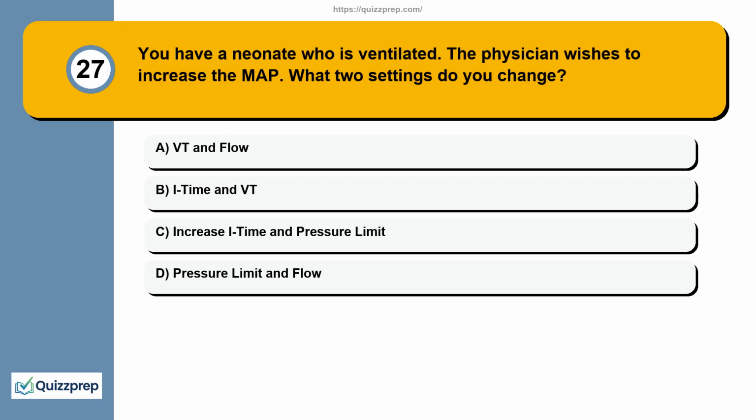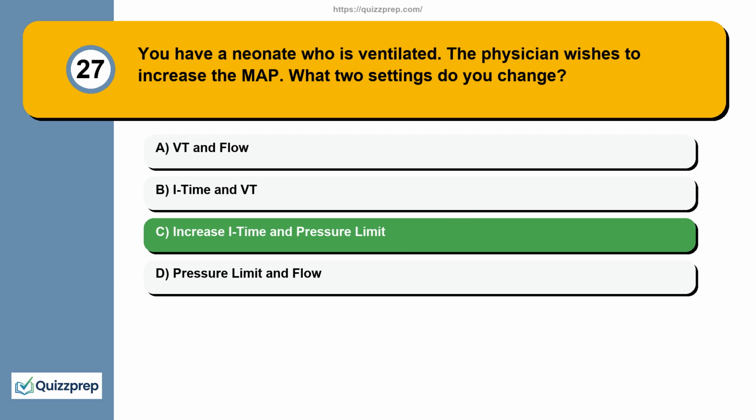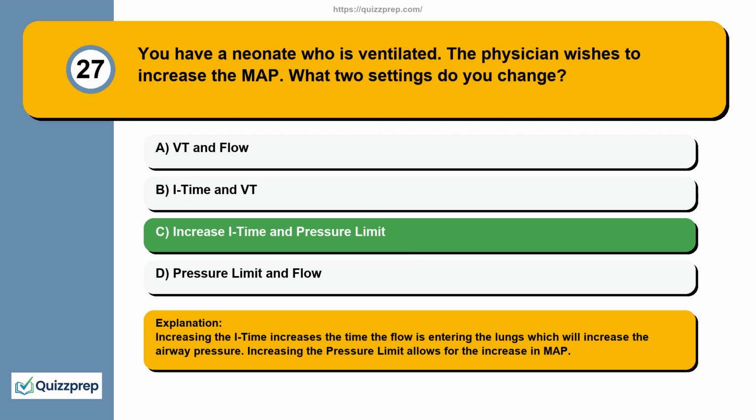Question 27. You have a neonate who is ventilated. The physician wishes to increase the MAP. What two settings do you change? VT and flow. I time and VT. Increase I time and pressure limit and flow. Increasing the I time increases the time the flow is entering the lungs, which will increase the airway pressure. Increasing the pressure limit allows for the increase in MAP.